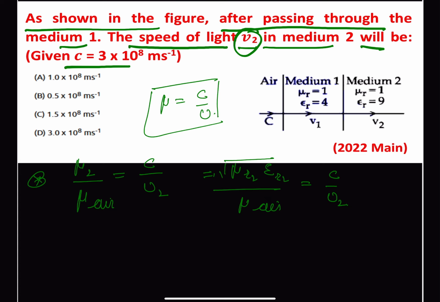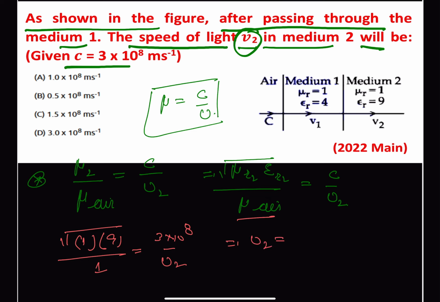So we substitute the values. We are given mu r2 is 1, and er is given as 9 square root, and the refractive index of air is 1, and this comes as c upon v2. C is also given to us. C is 3 into 10 to the power 8, and the square root of 9 will be coming as 3. So we can say our v2 will be equal to 3 into 10 to the power 8 divided by 3.